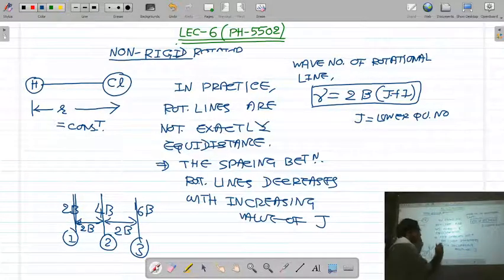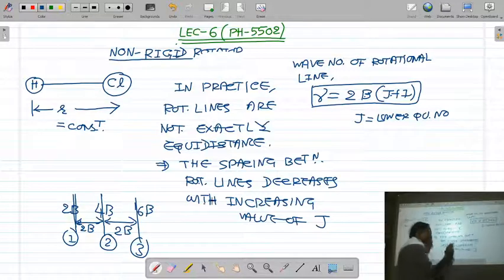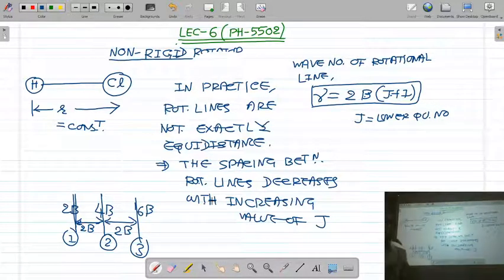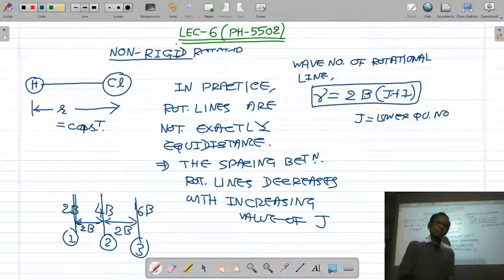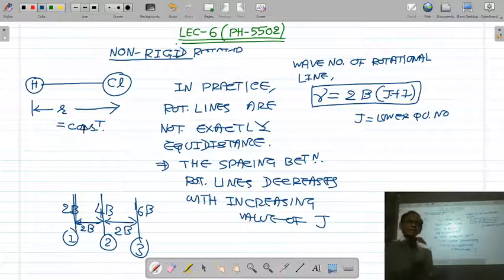The spacing between rotational lines decreases with increasing value of rotational quantum number J. It shows that the internuclear distance R is not going to be constant, meaning the molecule is not behaving as a rigid rotator. There is some change in the value of R when the molecule rotates. So what will happen?